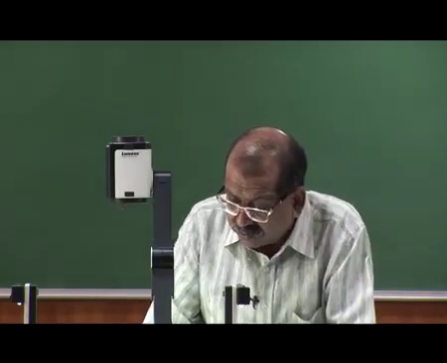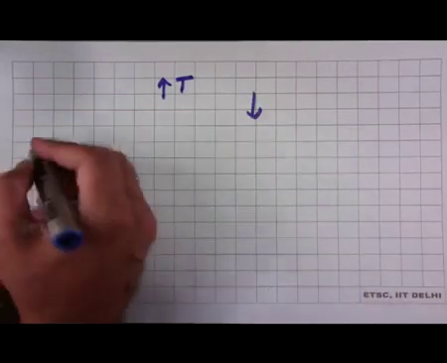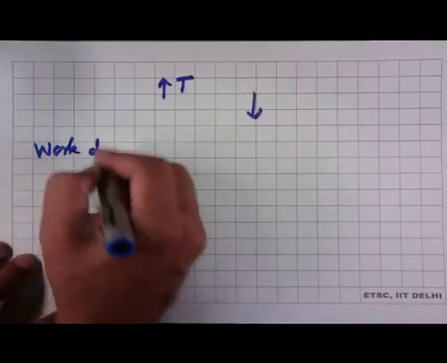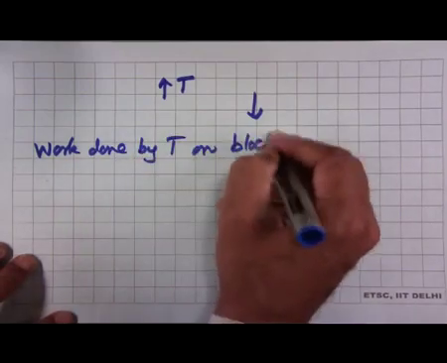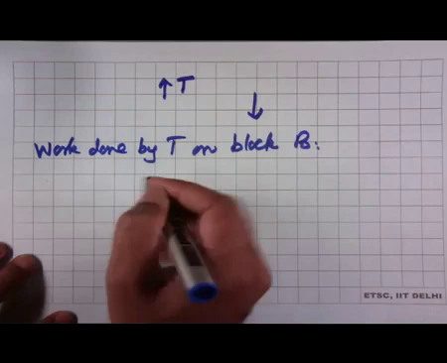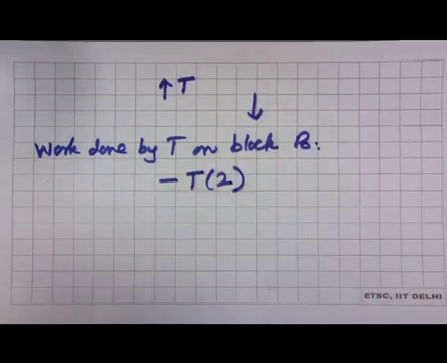And work done by other forces. So, now we have T acting upwards, while the block is moving down. So, work done by T on block B will be equal to minus T times the distance moved, which is equal to minus T times 2.